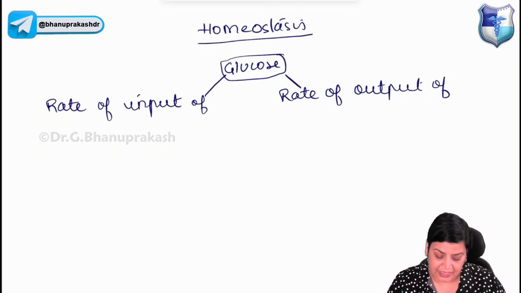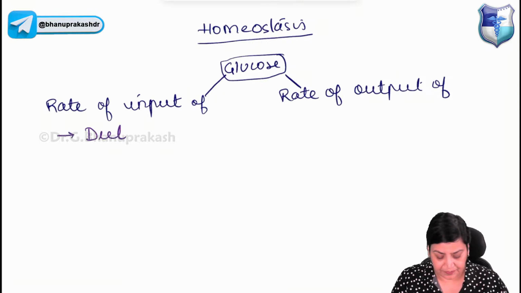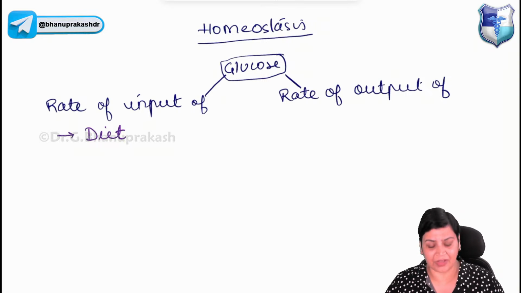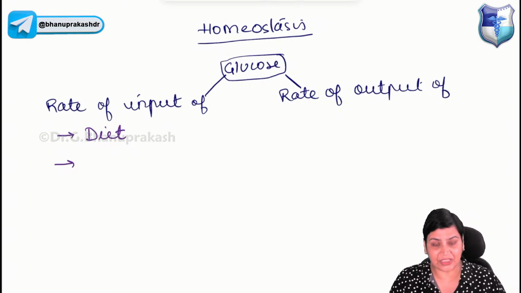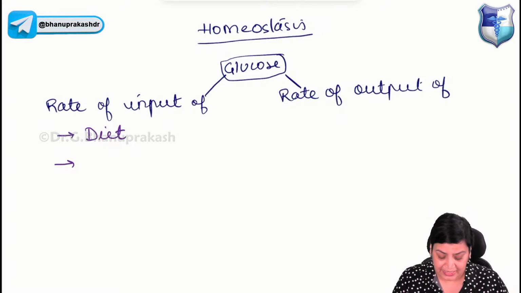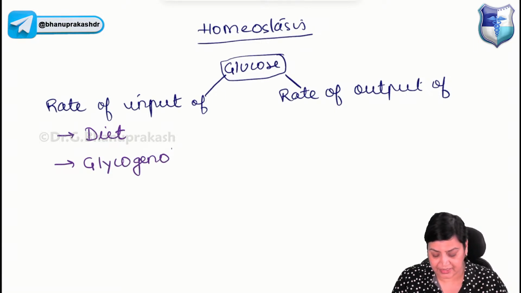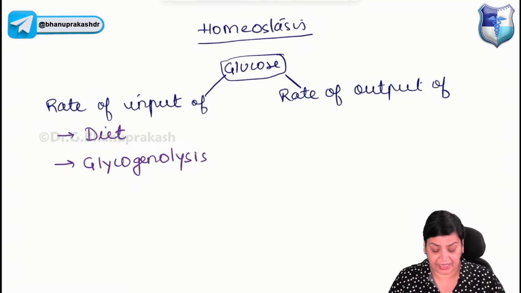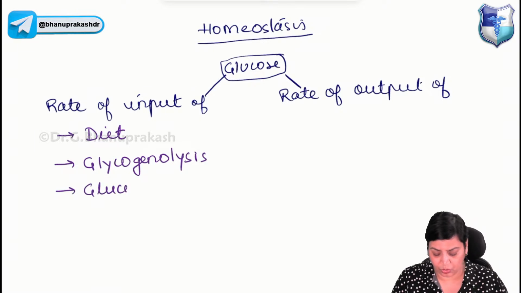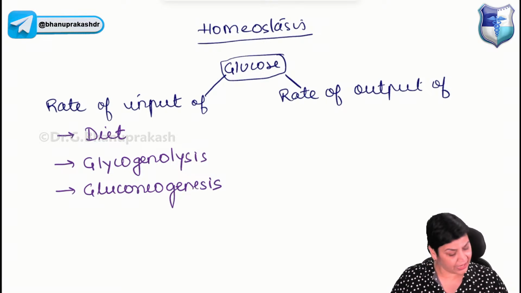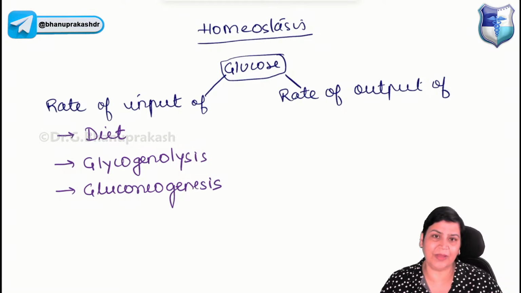So what are the factors? If I talk about the factors which can lead to glucose, the most important one is our diet, isn't it? Whatever we have, it is forming glucose. Other factors along with the diet which give rise to glucose: the most important one is glycogenolysis, which we have studied, the degradation of glycogen to form glucose. Similarly, gluconeogenesis. These are the factors which are forming glucose.